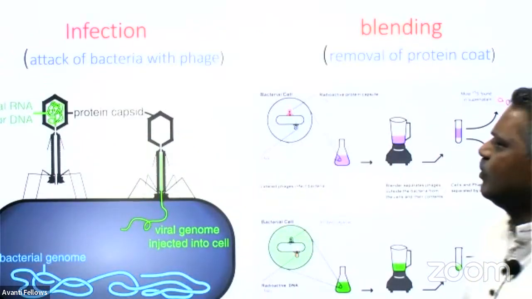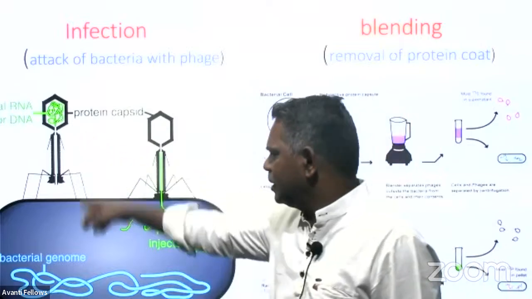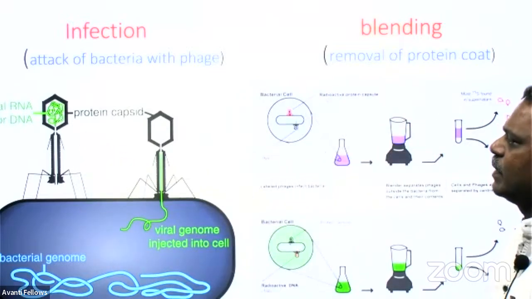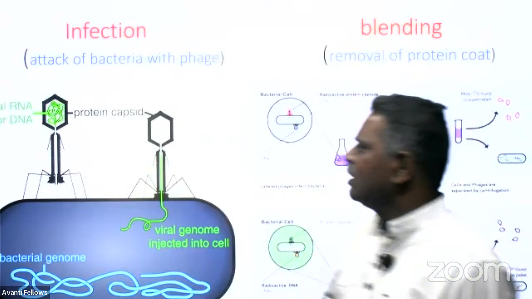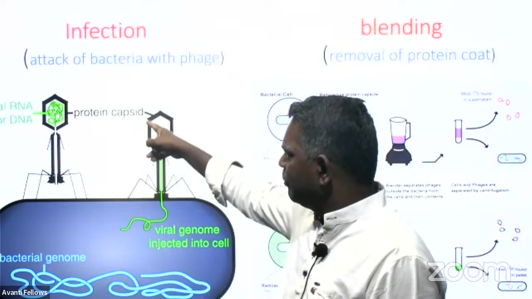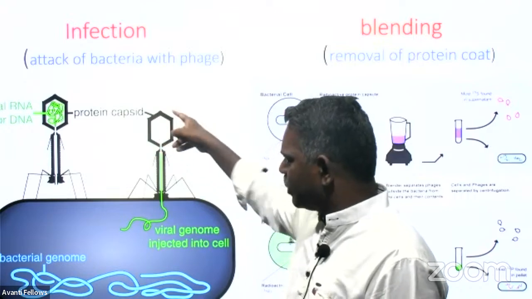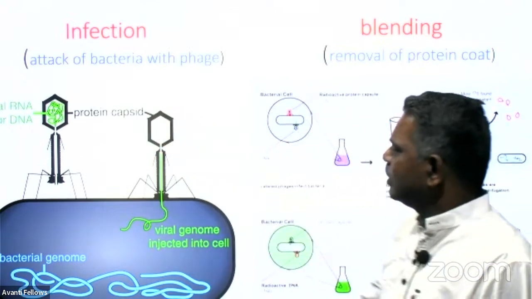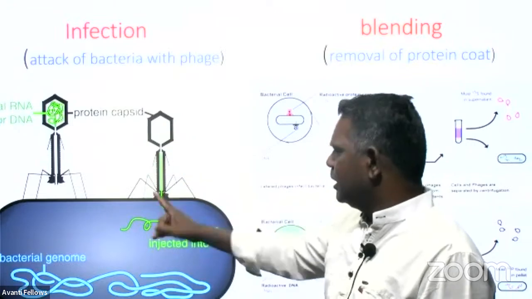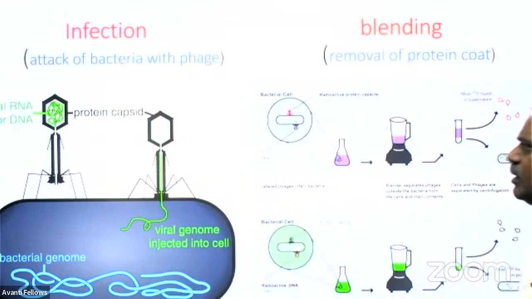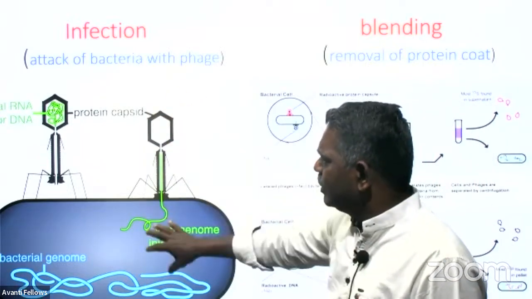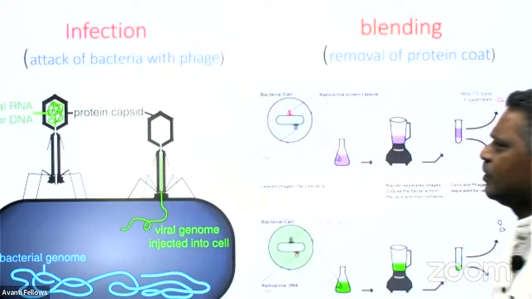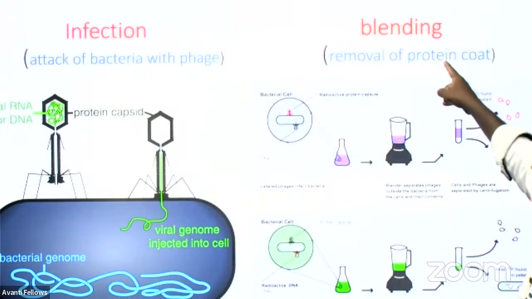This is the infection. The bacteriophage infects the bacteria, and two types of bacteriophage are used. One has a radioactive protein coat, and in the other the genetic material, DNA, is labeled with radioactive phosphorus. Infect the bacteria with this bacteriophage. And the second one is what?